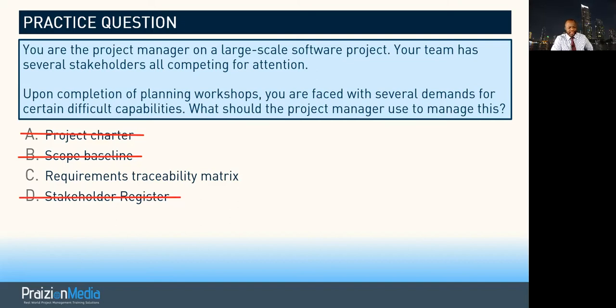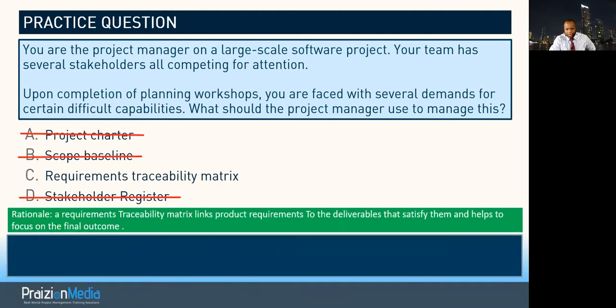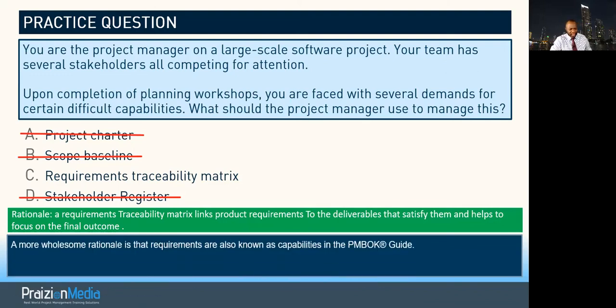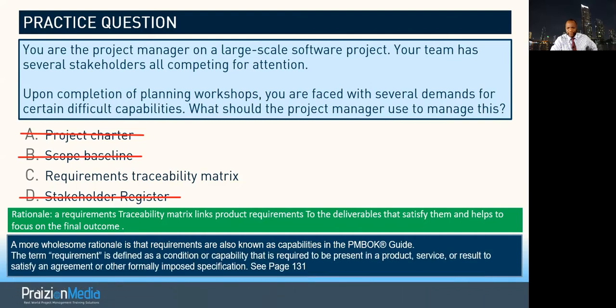So the answer to this is C. And it reads, a requirements traceability matrix links product requirements to the deliverables that satisfy them and helps to focus on the final outcome. And in addition to that, I added to the very weak rationalization. A more wholesome rationale is that requirements are also known as capabilities in the PMBOK guide. The term requirement is defined as a condition or capability that is required to be present in a deliverable to satisfy an agreement or other formally imposed specification.